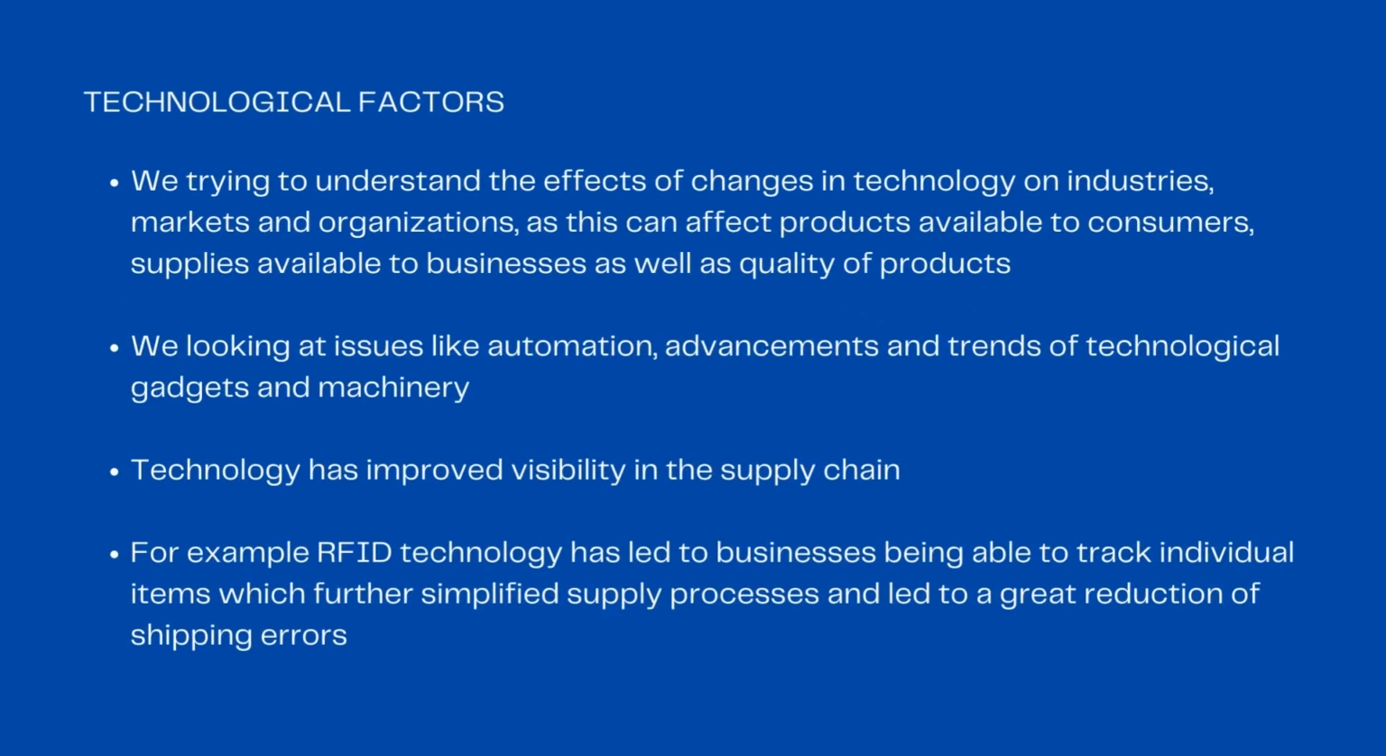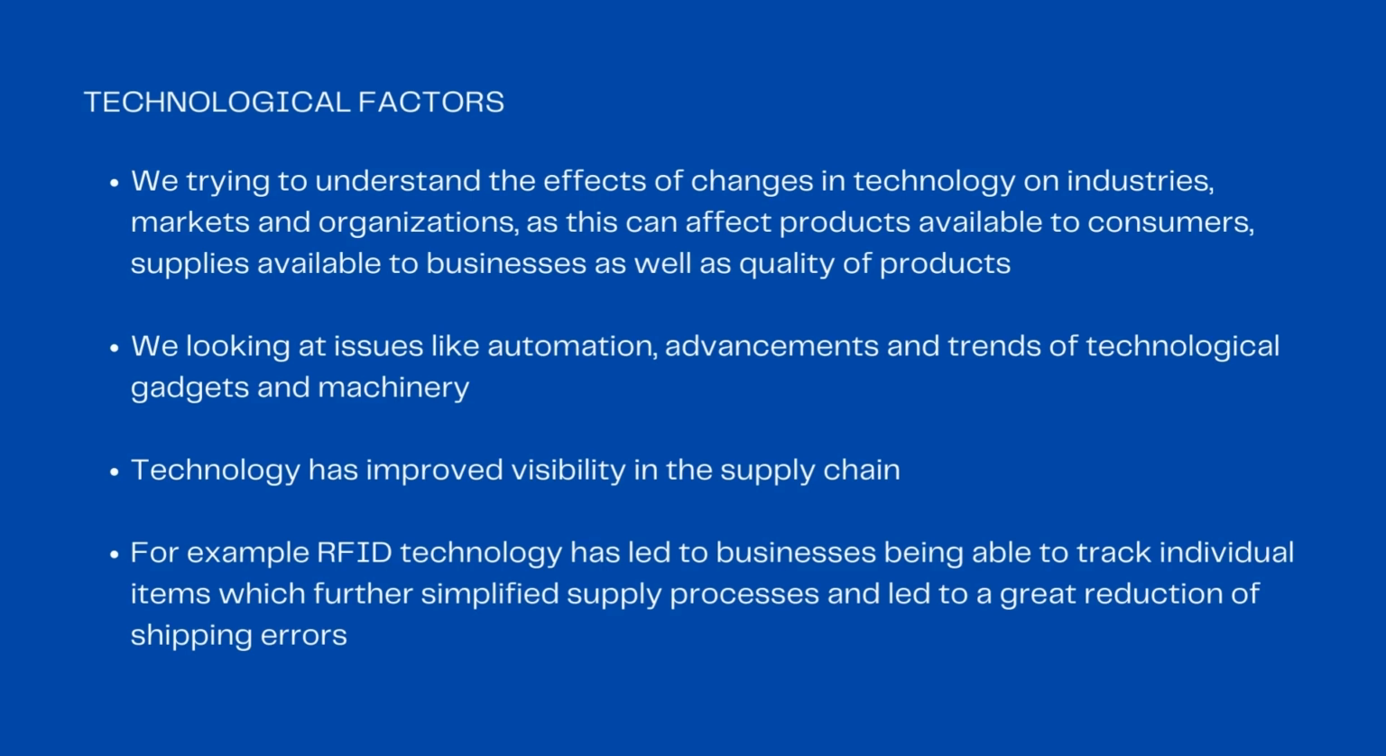And then we have the technological factors. Here we are trying to understand the effect of changes in technology on industry, markets, and organizations, as this can affect products available to consumers, supplies available to customers, as well as quality of products. So we are looking at issues like automation, advancements and trends of technological gadgets and machinery.